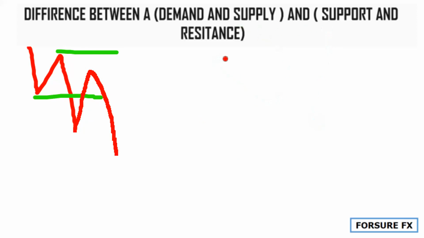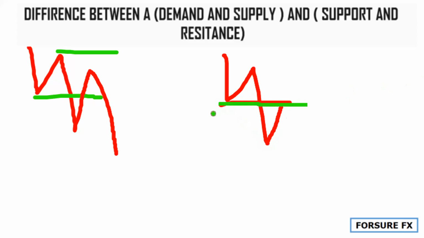So for a resistance, we're expecting the price to break, come down to test, and do what? Drop to the downside. The same thing applies as the trend progresses to the downside. Move in, drop, pull back.